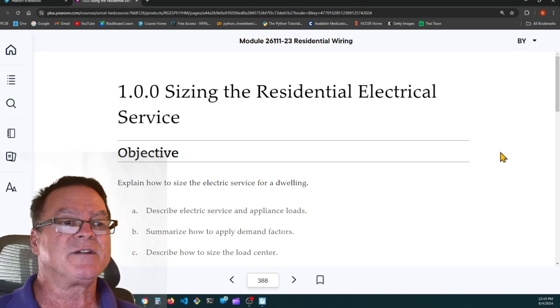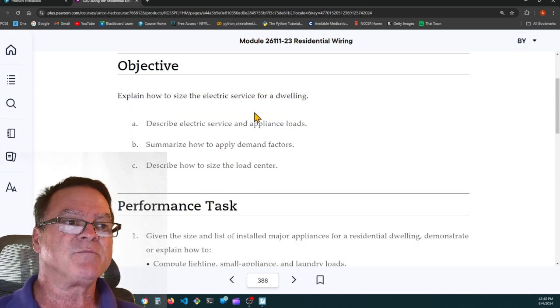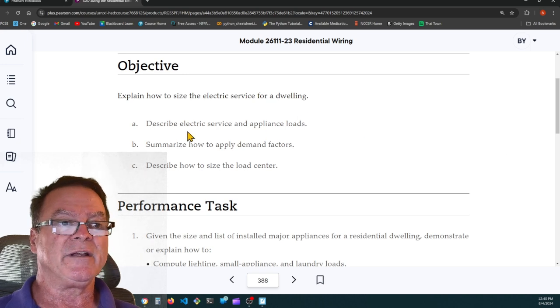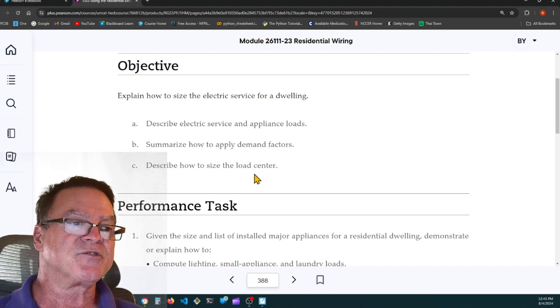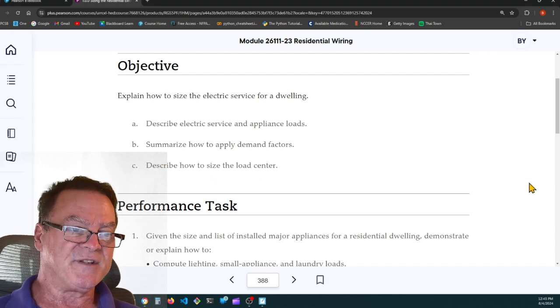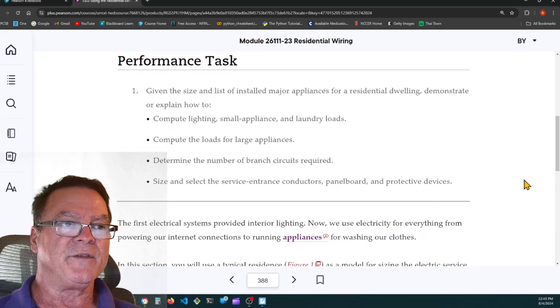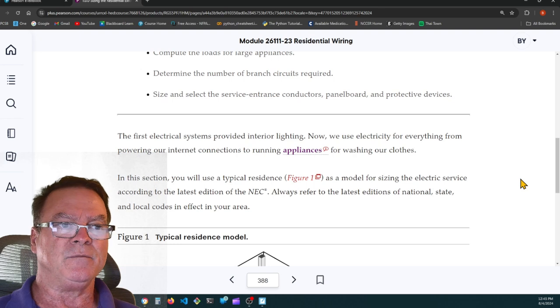1.0.0 Sizing Residential Electrical Service. Explain how to size the electrical service for a dwelling. Describe electric service and appliance loads. Summarize how to apply demand factors. Describe how to size the load center. And then there are some performance tasks that your instructor is going to want you to do.